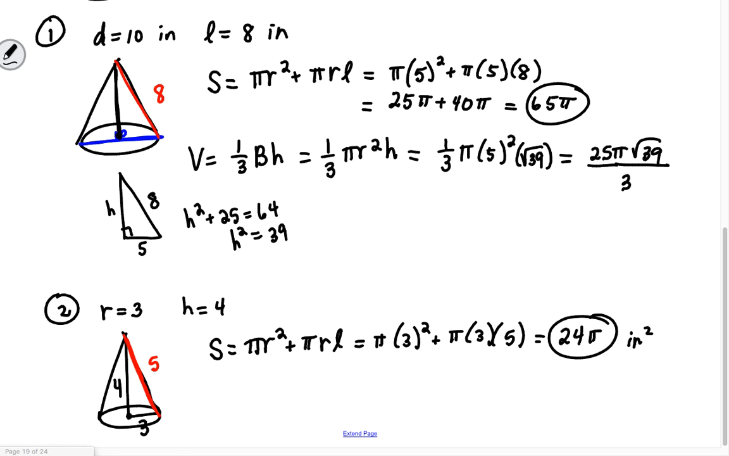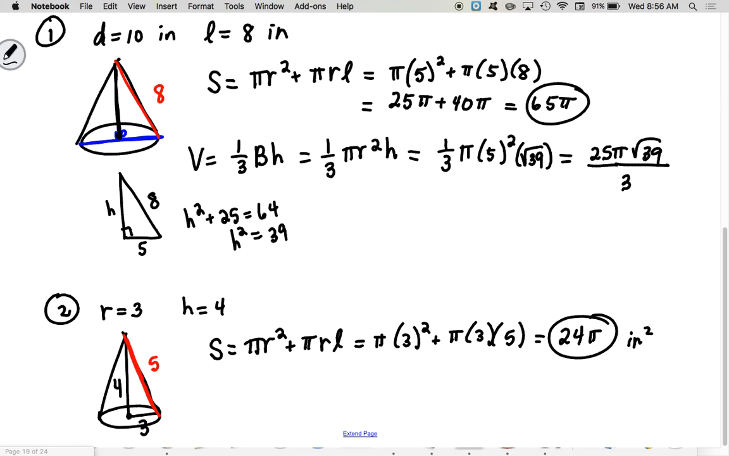Okay, does this all make sense? Do you guys get it? You are now officially done with all your geometry notes. So exciting, isn't it?